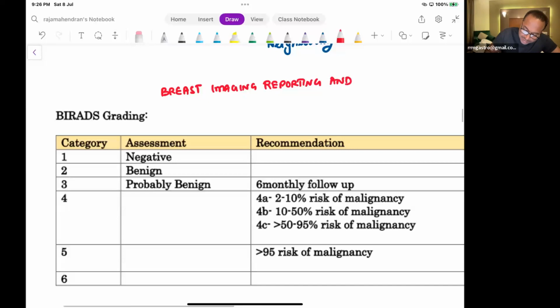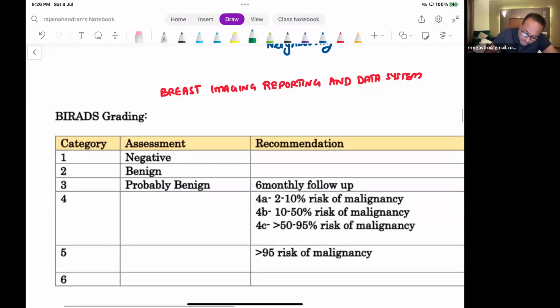Reporting and data system. See, the radiologists are always very safe people. They want to play a safe game. They don't want to commit whether it is a cancer, yes or no. They never ever say yes or no. Always you will see many radiology reports say 'kindly correlate clinically'. Like that, they will write something to escape from medico-legal issues. And this is one such medico-legal concept they use. BIRADS, they started using for breast. Same way they started using for many other cancers, like TIRADS.